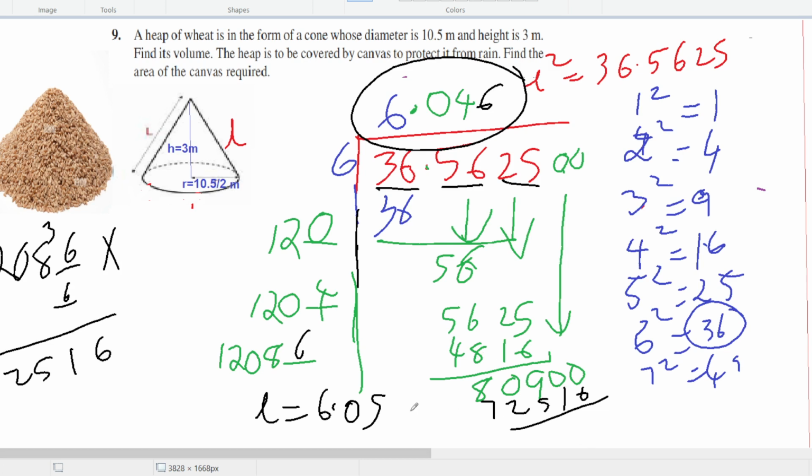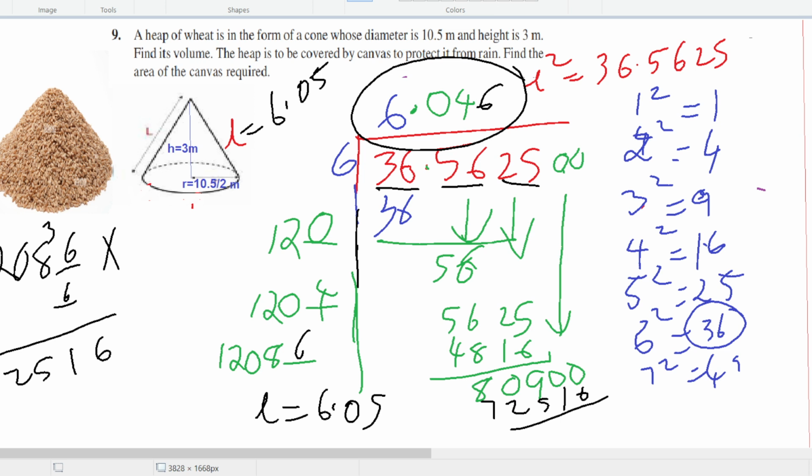If it is a perfect square, you will be getting the exact number, but it is not a perfect square, so we cannot get it. So now we rounded our number. L we got 6.05. So now we got L. We are taking L as 6.05.